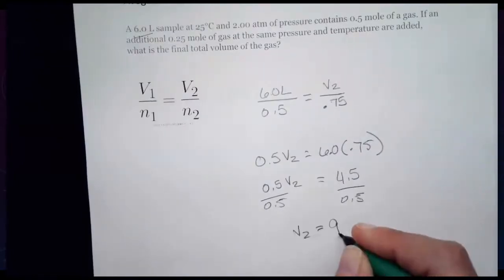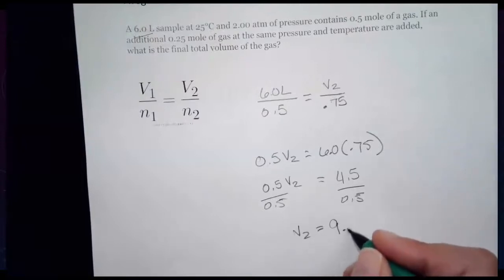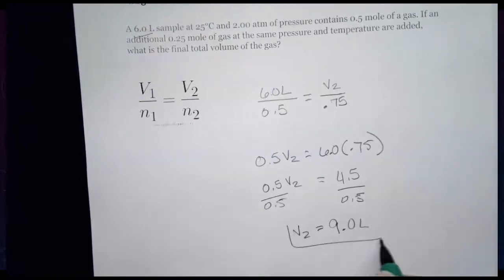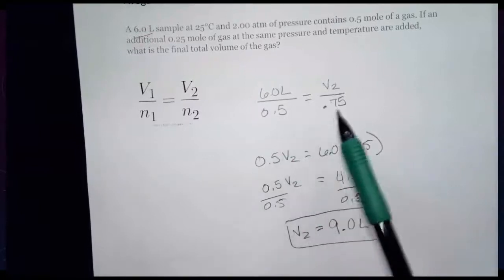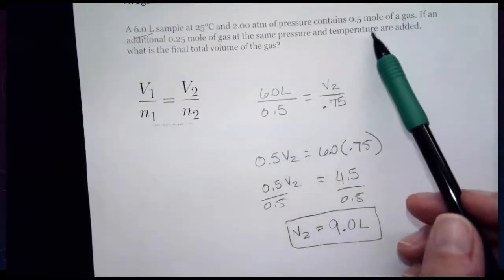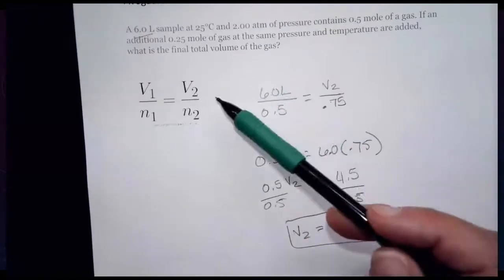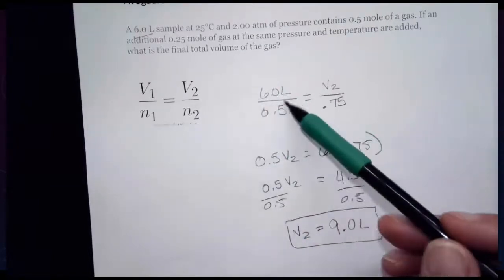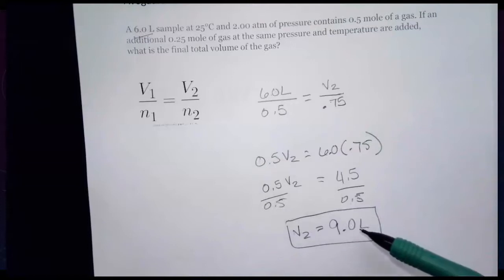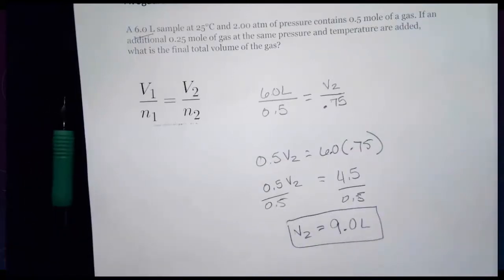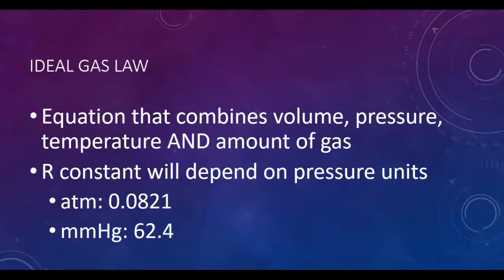Divide, and we get 9.0 liters. Which again, go back, we ended up adding or increasing the amount. We increased n, so you would expect then that the volume is also going to increase, and it does. It went from 6.0 liters to 9.0 liters. So our answer is at least trending in the right direction.